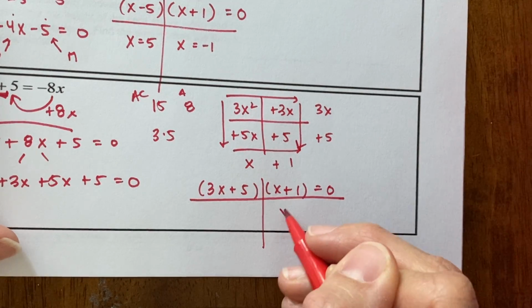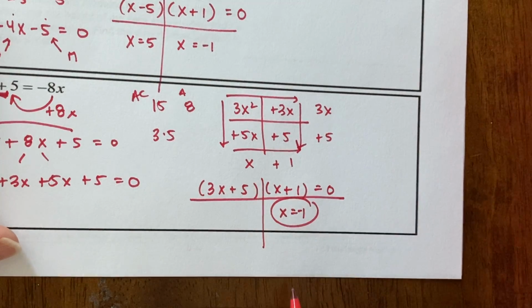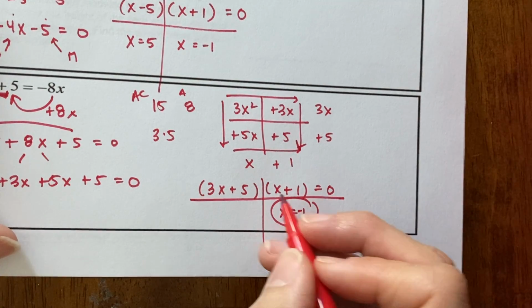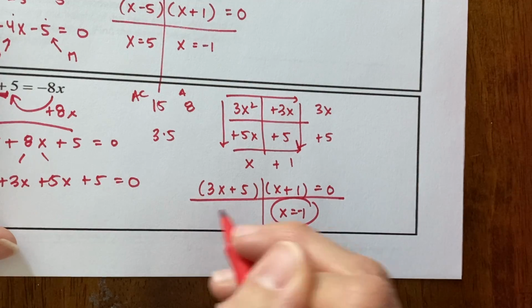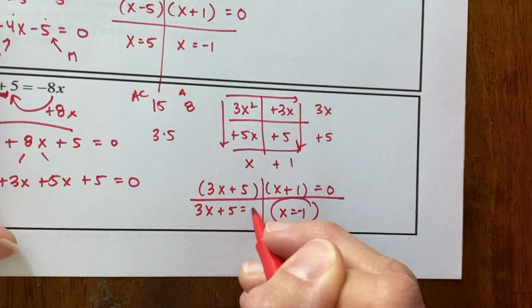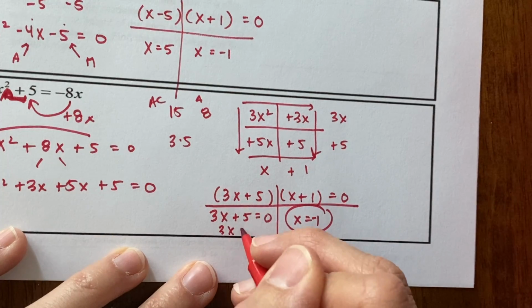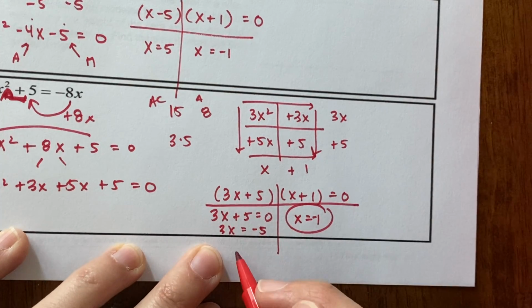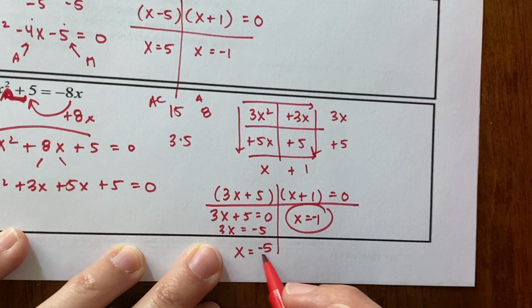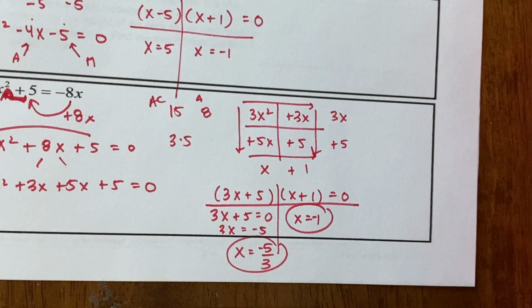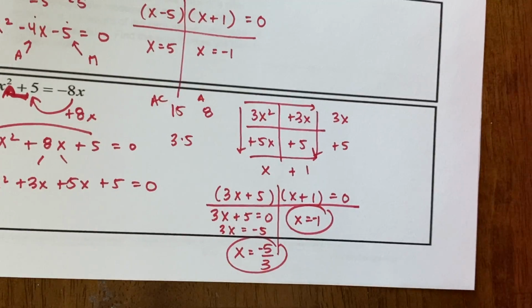This one I can just make x equals -1, so that's easy, because remember, you just take the opposite if there's nothing in front of the x here. And then 3x plus 5 equals 0. I'd subtract 5 from both sides, so I'm running out of paper here. So 3x equals -5. Divide both sides by 3, and I get x equals -5 over 3. All right, so those are your notes for today.